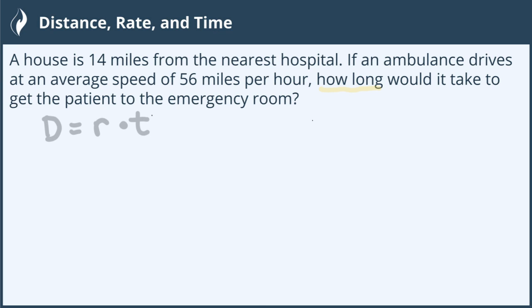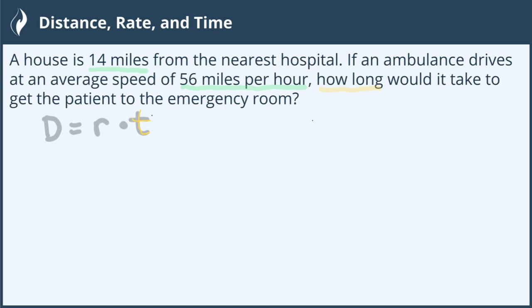So now, since we have our formula and we know what we want to find, we know that this right here is what we're going to be looking for, the time. So we're going to fill in what we know. Going back and looking at our original words, we find we've got 14 miles and we've got 56 miles per hour. So we're going to go back to our original problem and fill in what we know.